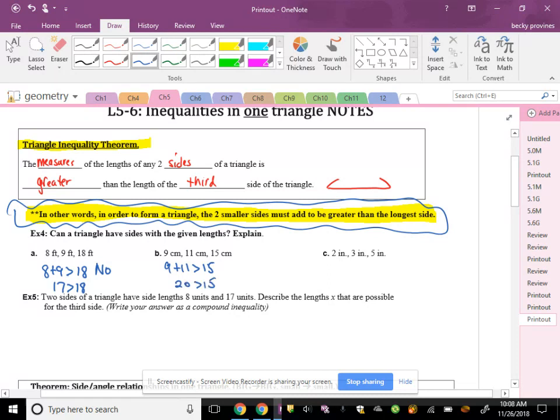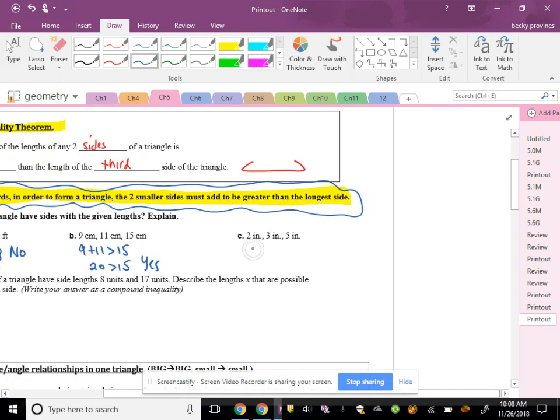Is 20 greater than 15? Yes. So 2 plus 3, is that greater than 5? Again, a lot of people get kind of wigged out with this one, because is 5 greater than 5? Well, of course, it's not. 5 is not bigger than 5. So this is a no. And again, you have to show your work.